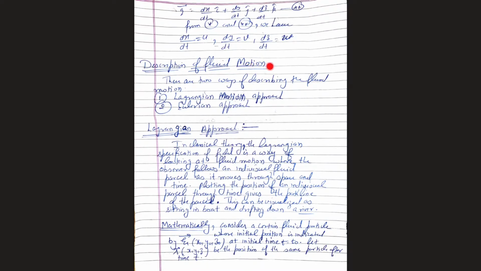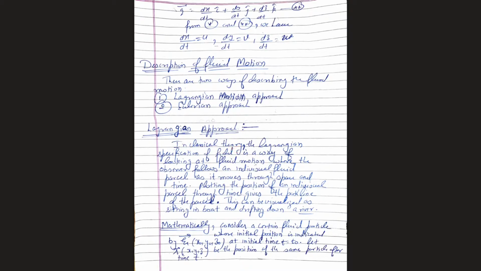And as promised in the last lecture, in this lecture we will study the two approaches to describe the motion of fluid. So that will be the description of fluid motion. The first approach is the Lagrangian approach and the second approach is the Eulerian approach. So what is the Lagrangian approach?